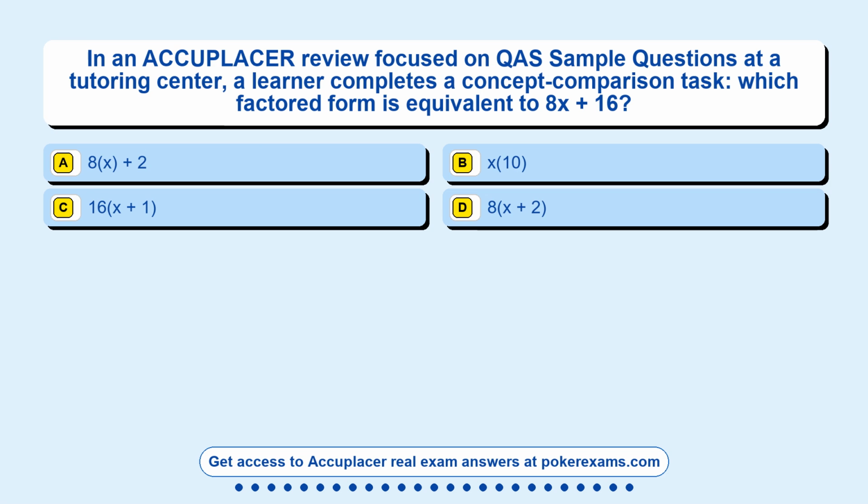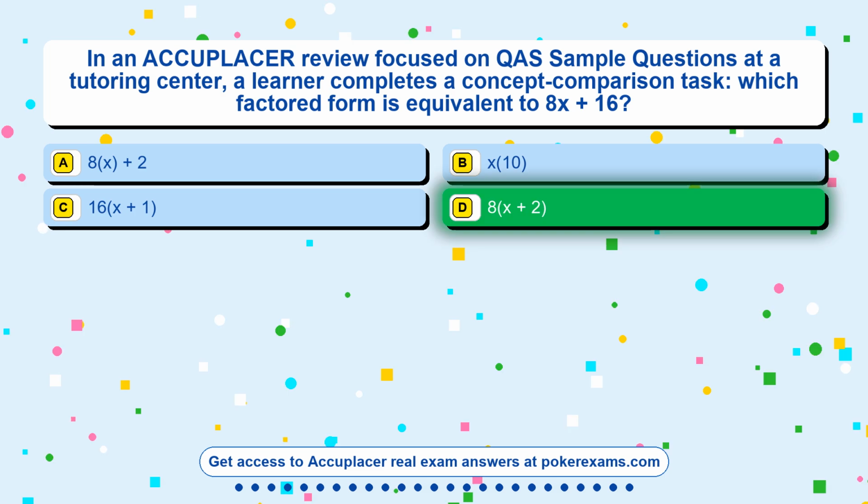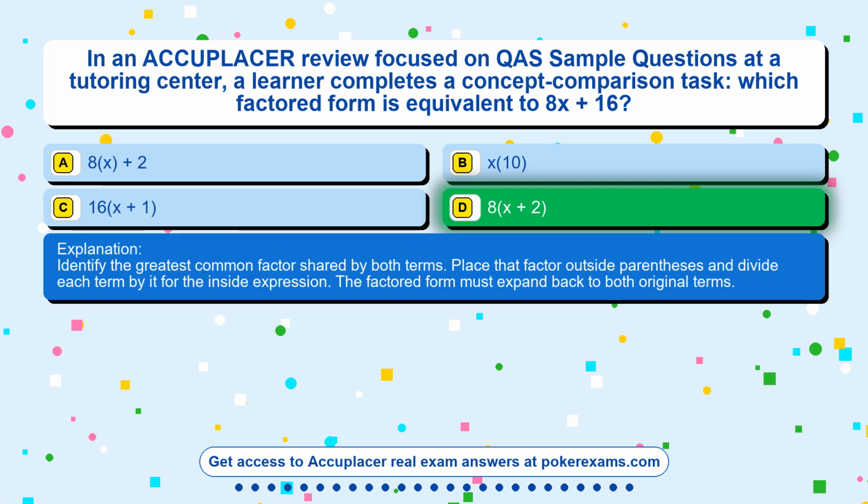Question 3. In an ACCUPLACER review focused on QAS sample questions at a tutoring center, a learner completes a concept-comparison task. Which factored form is equivalent to 8x plus 16? Option A, 8x plus 2. Option B, x plus 10. Option C, 16x plus 1. Option D, 8(x plus 2). The correct answer is option D, 8(x plus 2). Identify the greatest common factor shared by both terms. Place that factor outside parentheses and divide each term by it for the inside expression. The factored form must expand back to both original terms.